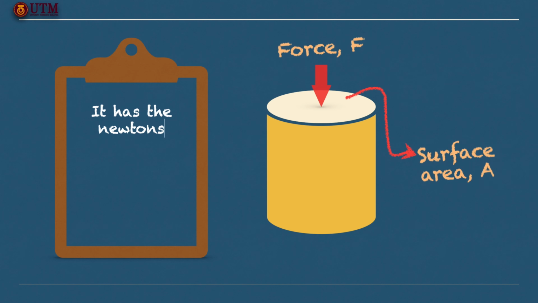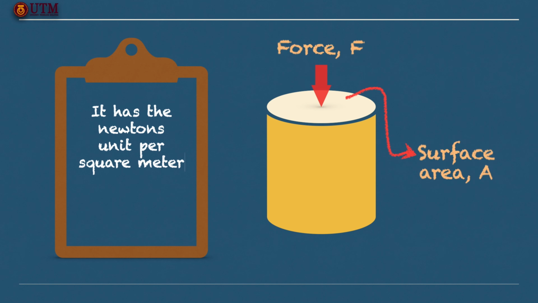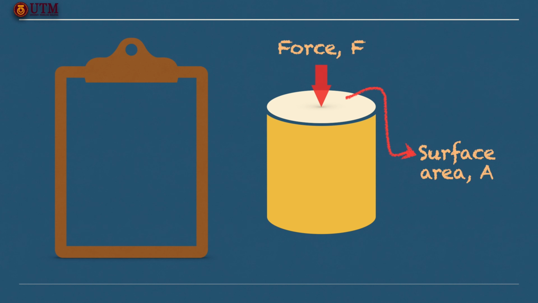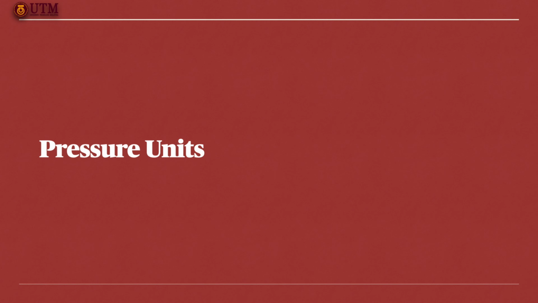It has the Newton's unit per square meter, which is called a Pascal. One Pascal equals 1 Newton per square meter. Units of pressure can be in various modes.